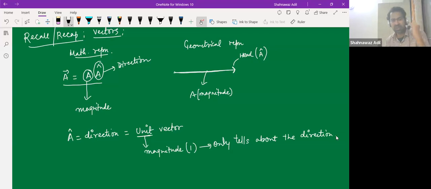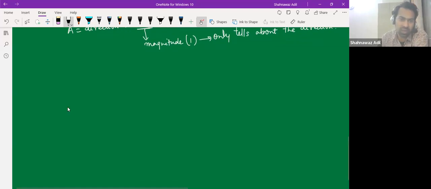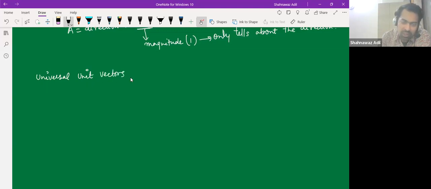Okay. So a vector has two parts, magnitude and direction. This A hat part denotes the direction whose magnitude is 1, and this part tells about the magnitude, right? So we have universal unit vectors, right? We have some Cartesian universal unit vectors. So what are universal unit vectors? These unit vectors make our life very easy, right?